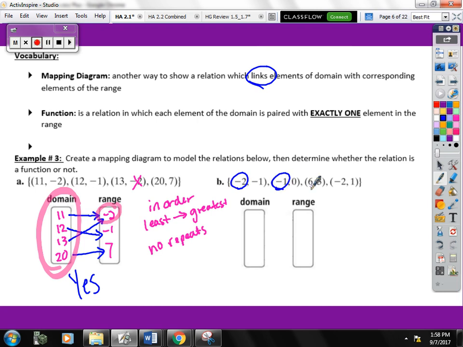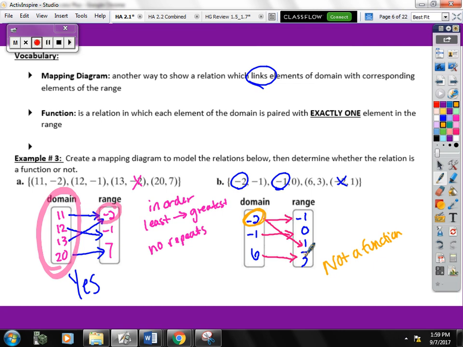We have negative 2, negative 1, negative 2 repeats. Negative 1, 0, 1, and 3. And then again, we just connect the x value to its matching y value. This one we should see is not a function. And again, the main reason is from negative 2, there are 2 numbers that are associated with that. You can just look at this list, and as soon as you saw that the x value repeated, you would know it's not a function. But because the question asked me to complete a mapping diagram, you had to do that part too.